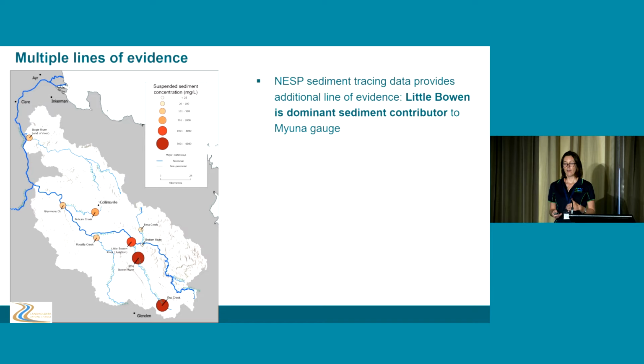So another component of NESP was really for us to bring in historic sediment tracing data for the Bowen catchment, including some of my own. A shout out to Scott Wilkinson and Rebecca, CSIRO, for some of their data, and also Alex, who's here today, and Joe Burton from Landscape Sciences, Queensland Government. And using our sediment tracing approach, we were able to show multiple lines of evidence here that it's the Little Bowen subcatchment that's the dominant source contributor to the Myuna gauge of the Bowen, covering about 70% of that catchment.